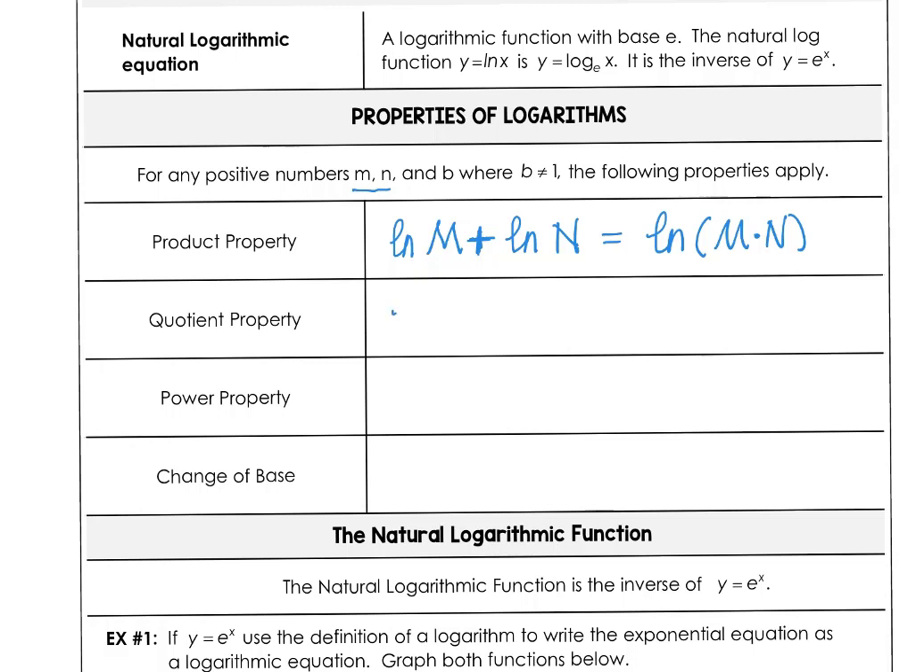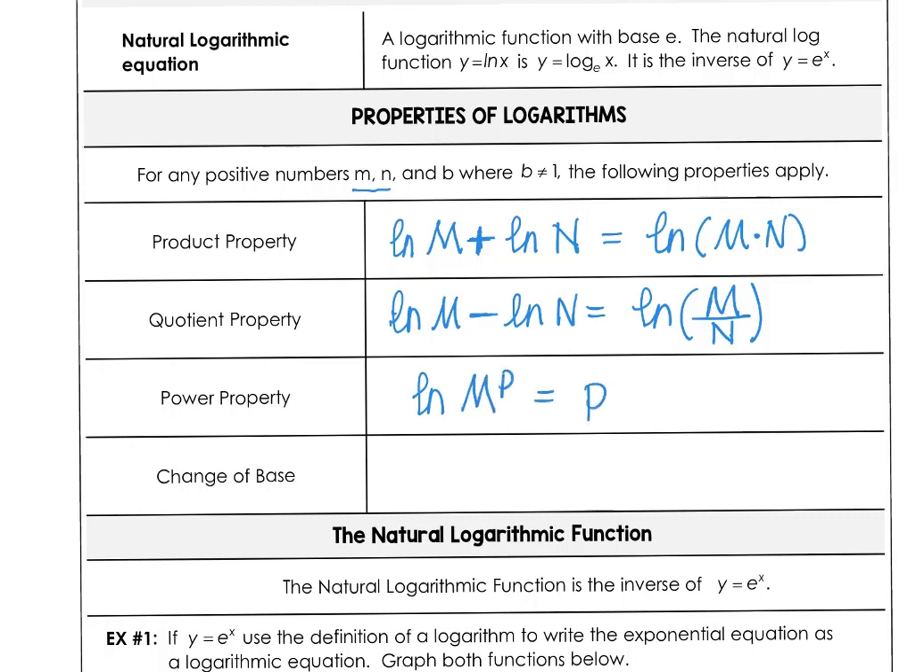Likewise, the quotient property says when you subtract the natural log of M minus the natural log of N, you can combine those to be a single natural log by taking the quotient M divided by N. The natural log of M divided by N is the difference between the two logs. The power property says when I have a natural log of a number raised to a power, we can multiply that power times the natural log of that number.